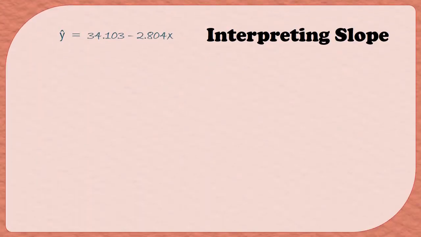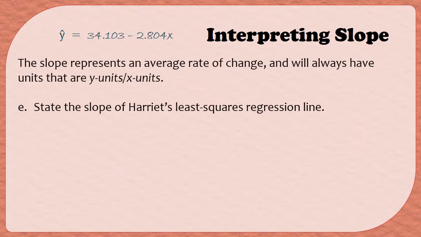Let's start by interpreting the slope of Harriet's least squares regression line. To help us out, I've put the equation up here at the top of the screen. So what is slope? Well, slope is an average rate of change, and it's always going to have units that are y units per x units.